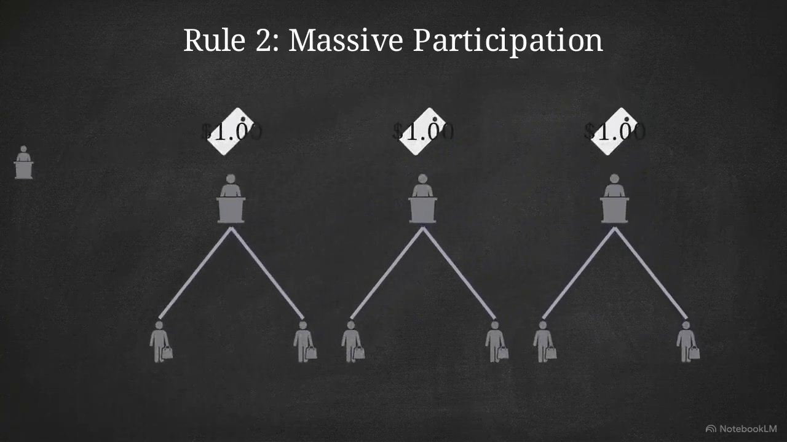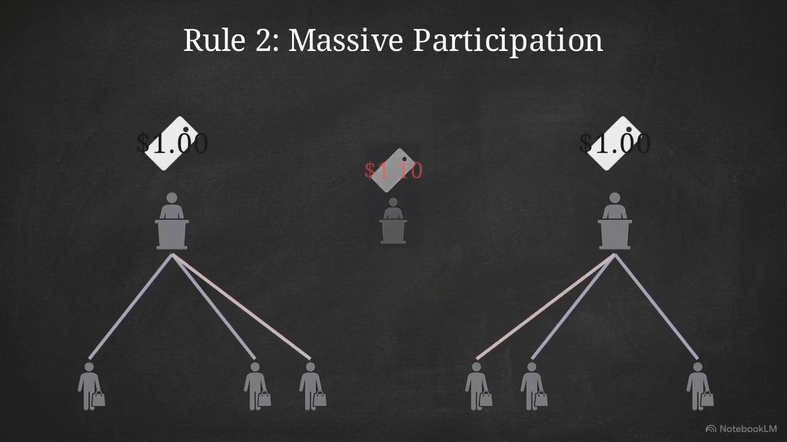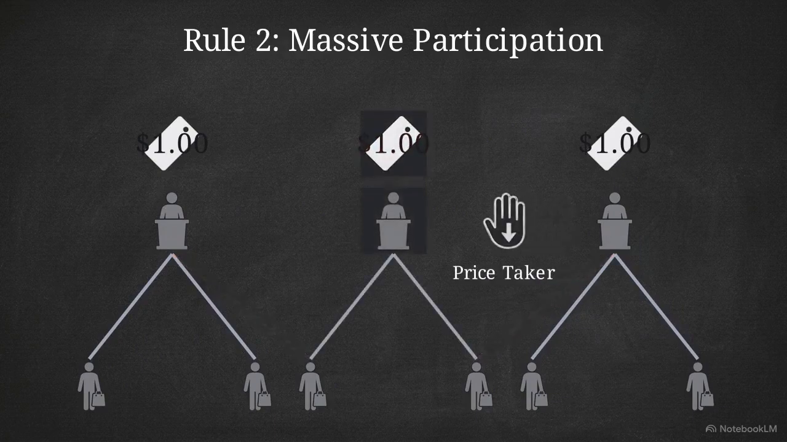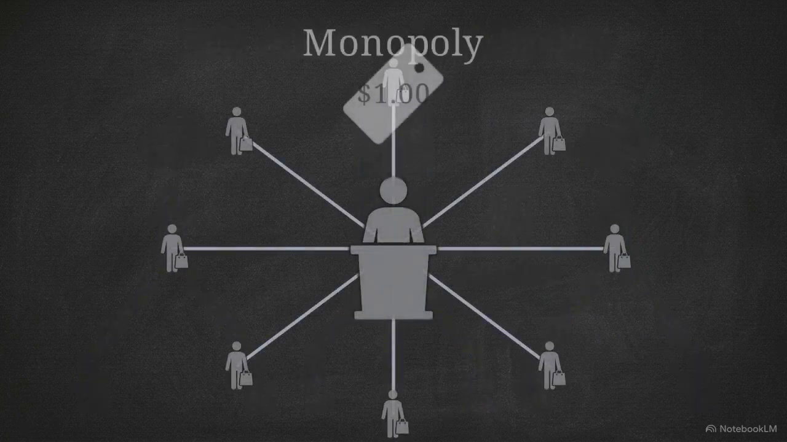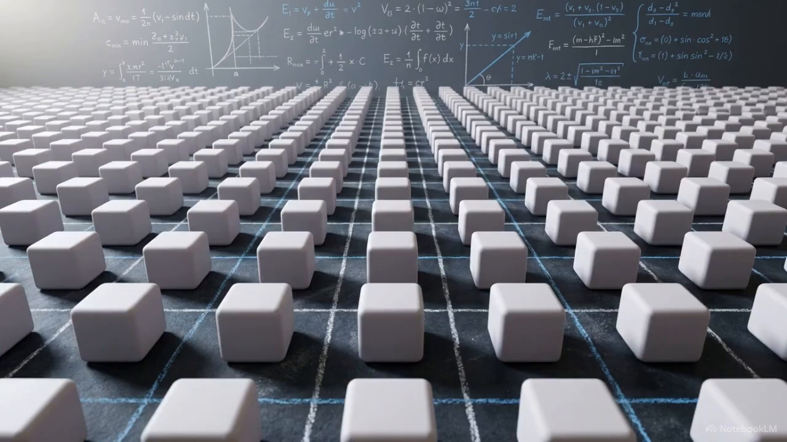Because there are so many participants selling the exact same thing, no single buyer or seller has any influence over the price. If one seller tries to charge a penny more, buyers instantly shift to a neighbor. Every participant is forced to accept the going rate. They become a price taker. Contrast that with a monopoly. If there's only one seller providing a service, they can dictate the cost however they want, and buyers have nowhere else to go. In perfect competition, the collective market dictates the terms.